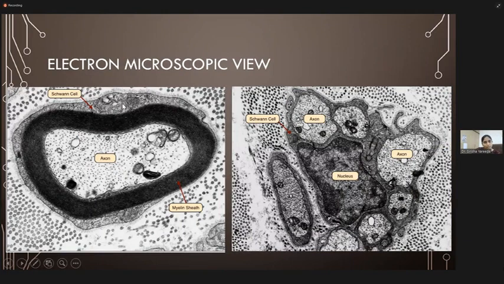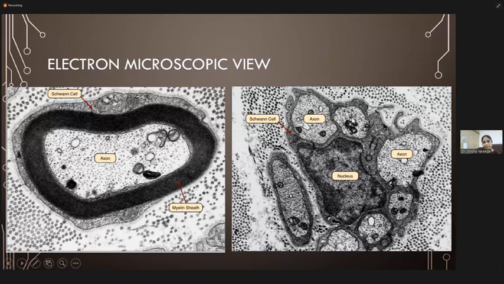This is an electron microscope view where you find an axon encircled by multiple lamellae of myelin, which is an example of a myelinated nerve fiber. But if you see on the right side, there is the nucleus of a Schwann cell, which is encircling multiple bare axons and shows no interest in producing any myelin around them. So this is the architecture of an unmyelinated nerve fiber with a Schwann cell.